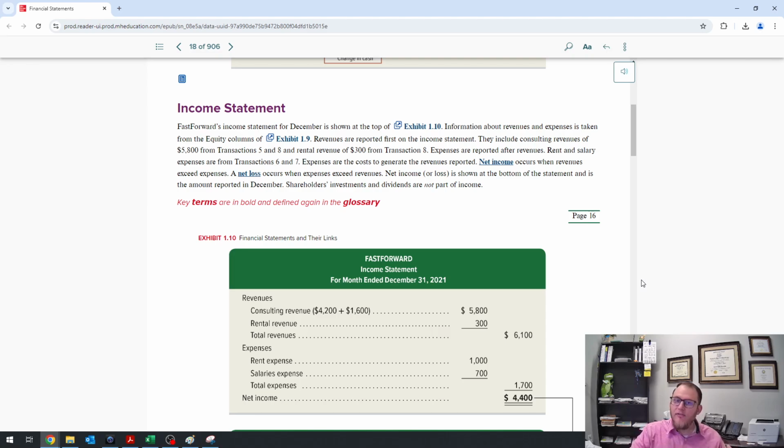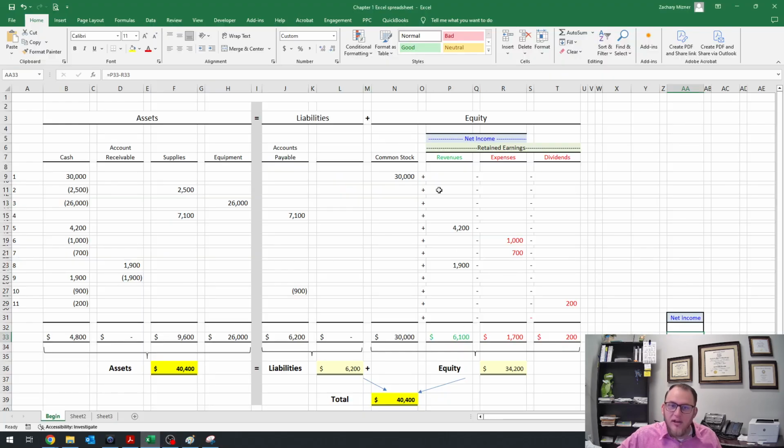And now we have our revenues. Our revenues are always the first thing that is reported. So we have consulting revenue of the $4,200 plus our $1,600. We have our rental revenue of $300 for our total revenues of $6,100. That's exactly what we have here. We have the $4,200 of consulting. We had another $1,600 of consulting and $300 of rental revenue.